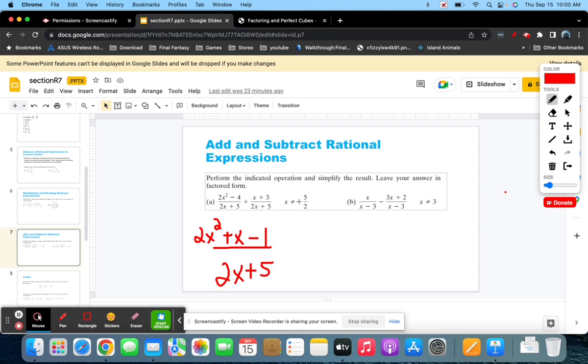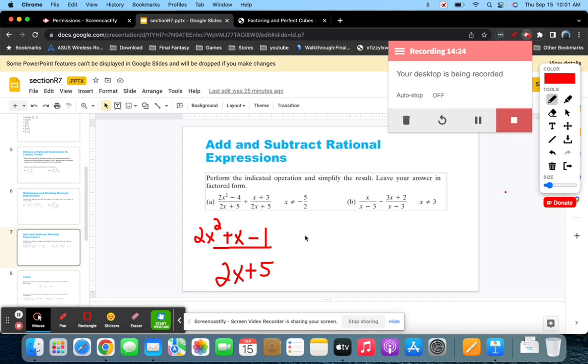Okay, they tell you that it cannot equal negative 5 halves just because 2 times negative 5 halves would be negative 5, and negative 5 plus 5 would be 0, and you never want to divide by 0. So they do put this right here in order to prevent the denominator from going to 0. All right, can we factor 2x squared plus x minus 1? Maybe.